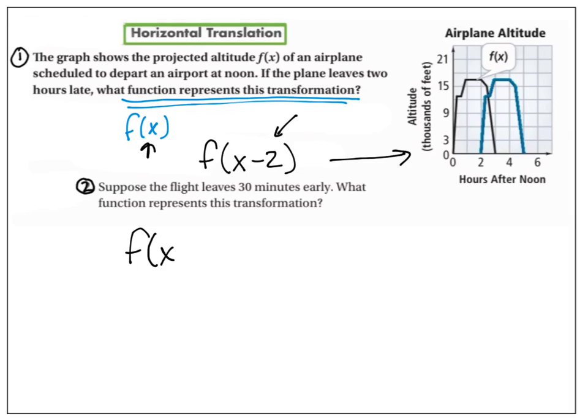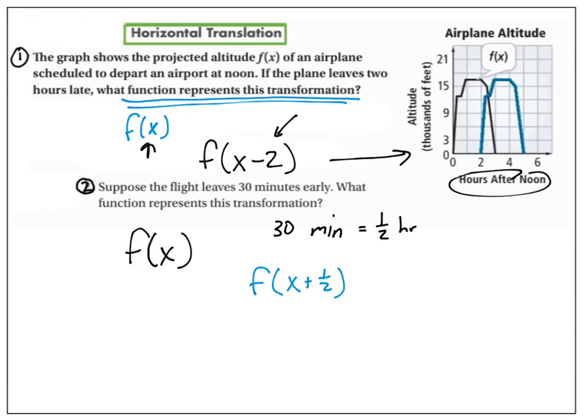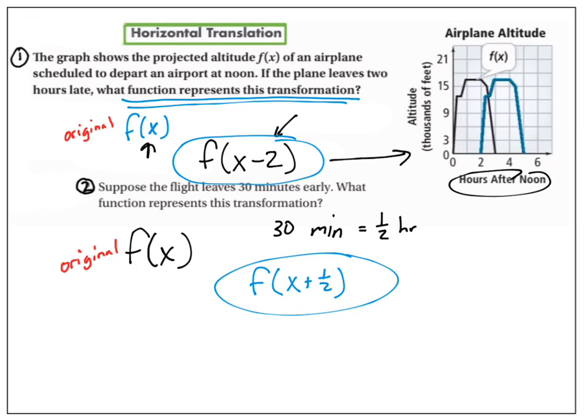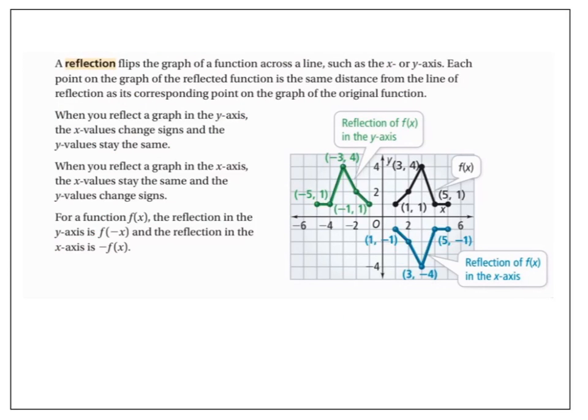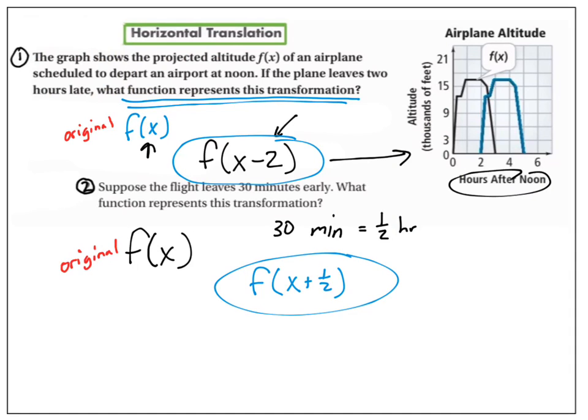So if we are talking about the original and we want to show 30 minutes earlier, remember this is done in hours, so 30 minutes equals a half an hour. So if we're leaving 30 minutes earlier, we're going to be adding 30 minutes to our time, since we're leaving early. And so it'd be f of x plus 2. Should be f of x plus 1/2. I think I may have said f of x plus 2, but it should be plus 1/2.